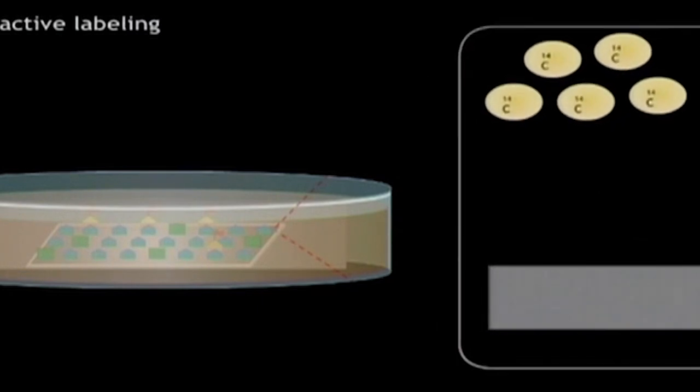Beta emissions from the radioactive carbon atoms of the query protein strike the photographic film on which the final image is then developed.